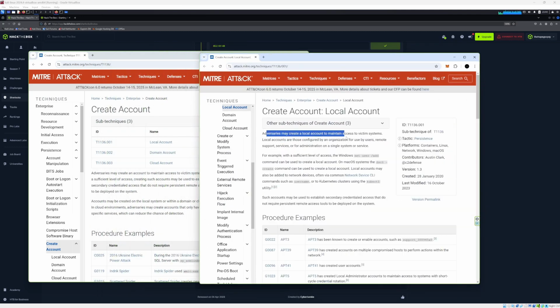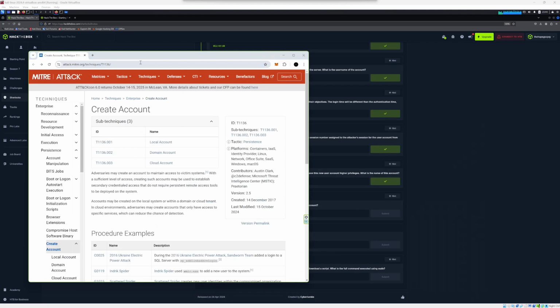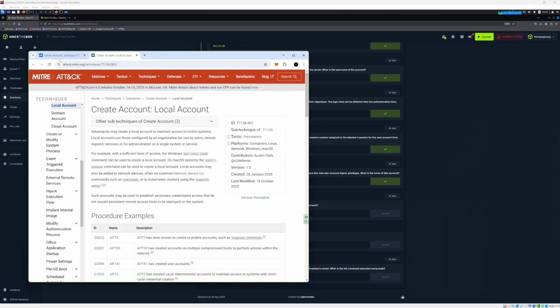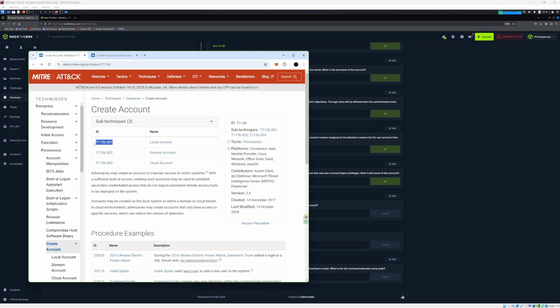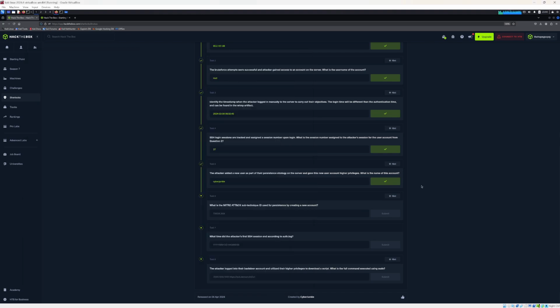Adversaries may create a local account to maintain access to victim systems, configured by an organization for use by users, remote services. This is what he did. I read domain. It doesn't sound like domain. Domain requires Active Directory and cloud. Like, no cloud. So basically, what that means is this is T1136.001.